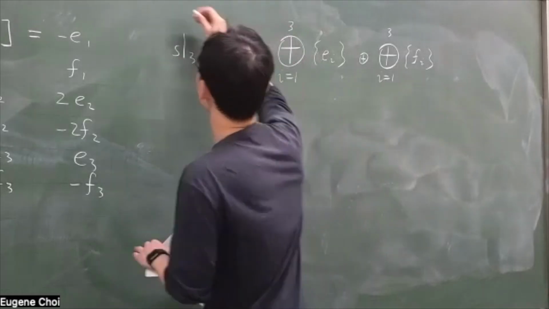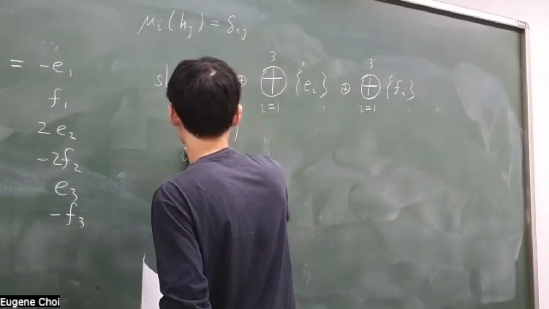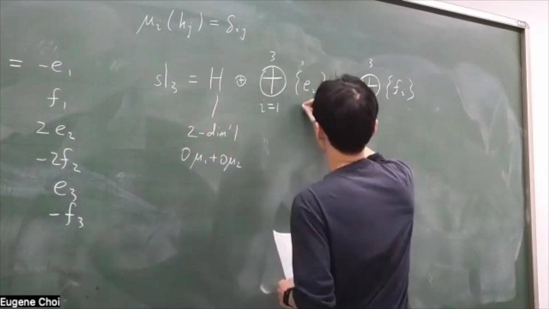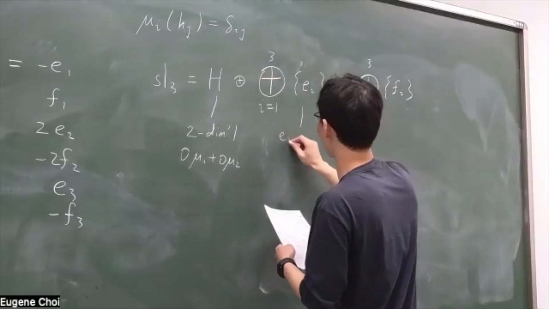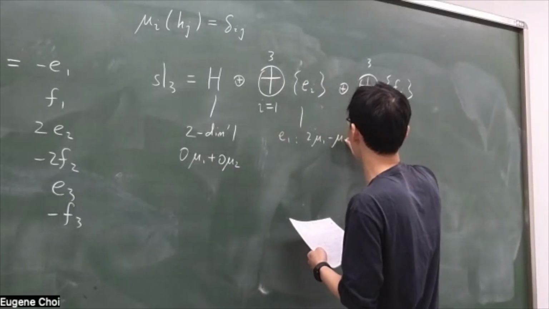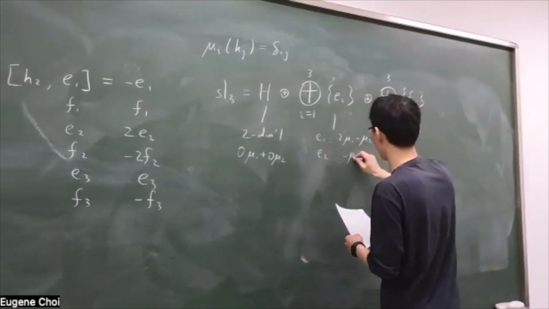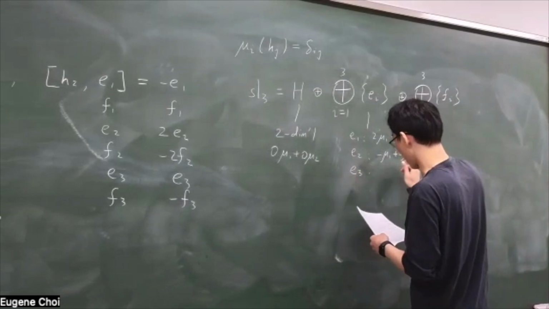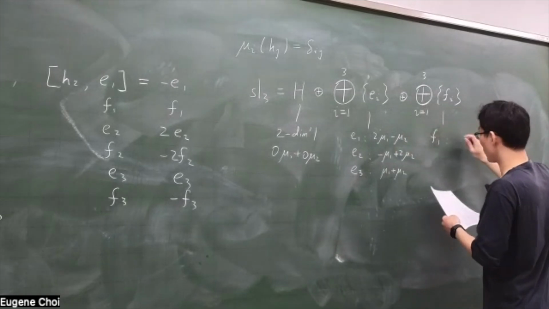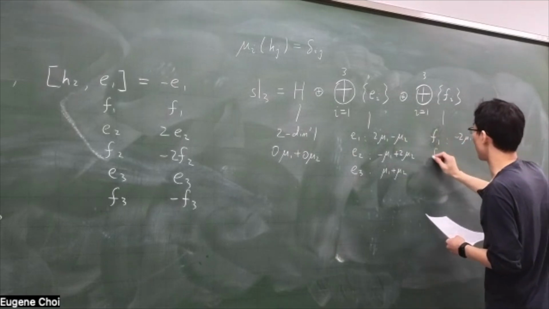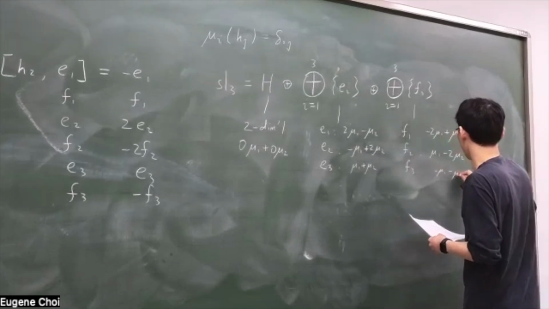in terms of this mu i, now I have to define two mu's. In other words, mu i of Hj would be delta ij. So this will just be 0 mu 1 plus 0 mu 2. And here, again, I just take the coefficients in the commutator. So for E1, what I have is 2 mu 1 minus mu 2, because it's 2E1 for H1 and minus E1 for H2. And then for E2, I have minus mu 1 plus 2 mu 2. And for E3, I have mu 1 plus mu 2. Likewise, for F1, I have minus 2 mu 1 plus mu 2. For F2, I have mu 1 minus 2 mu 2. And for F3, I have minus mu 1 minus mu 2.